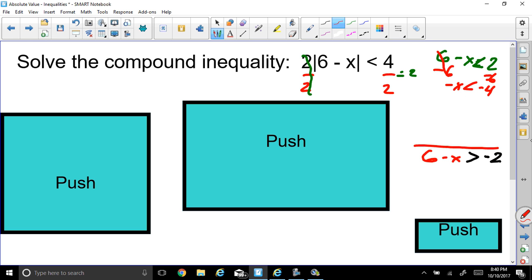And now we got to divide by negative 1. That way we get rid of the negative on x. And remember, when you divide by a negative, you have to reverse the symbol. And 4 divided by 1 is 4, and the same signs is positive. So x greater than 4. That is our answer.